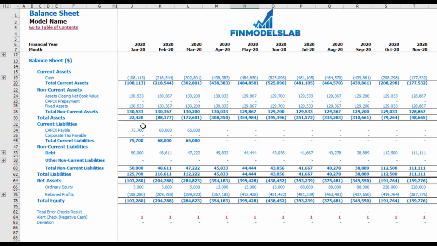On the balance sheet, you may see your current assets, which is cash, non-current assets, current liabilities, non-current liabilities, and your equity broken down by months for the 5-year model.